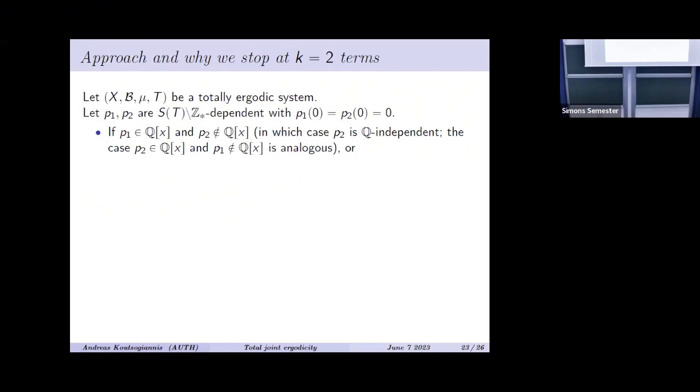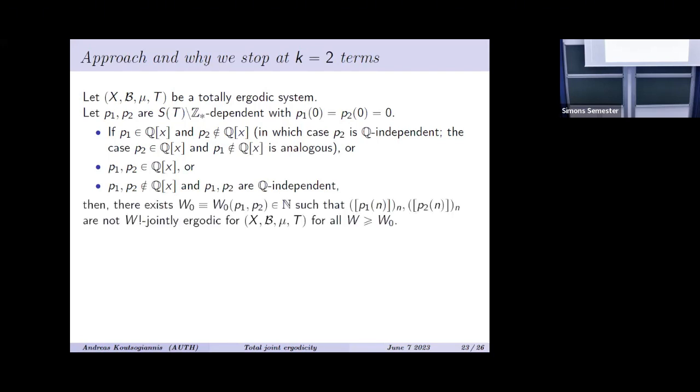So you have the following cases. Either one of them is rational and the other is irrational, and in the case that the polynomial is irrational, of course, it's Q independent. Or both of them are rational, or both of them are irrational and they are Q independent. Then in this case, you can show that you can find a w naught such that these sequences are not w factorial jointly ergodic for this particular system. So of course, they are not jointly ergodic for all totally ergodic systems. So these are, let's say, the bad cases.